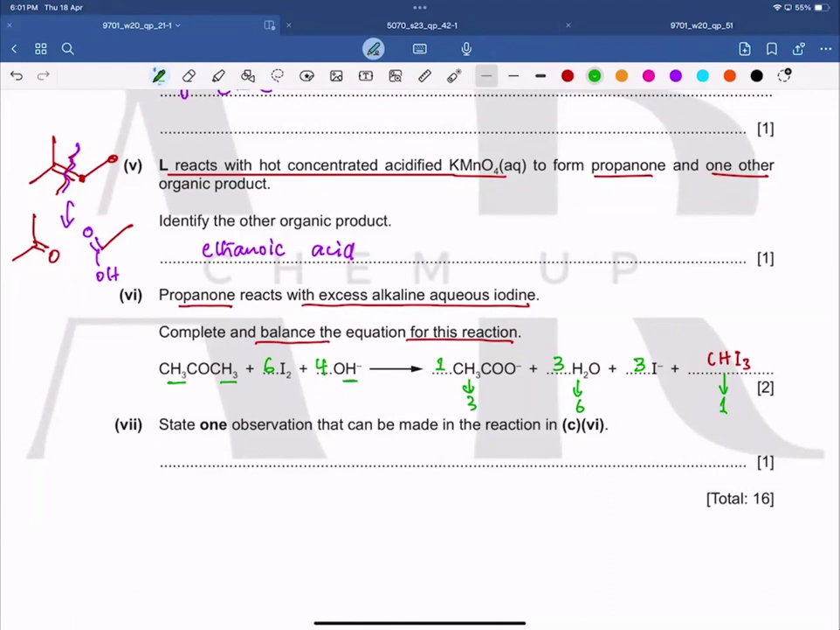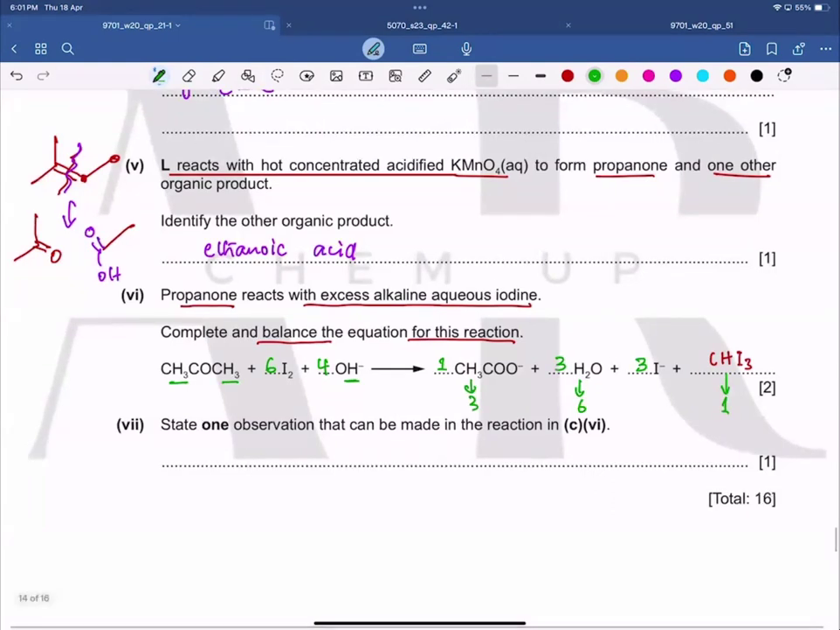Okay, the equation is done. State one observation that can be made in the reaction in C6. Yellow precipitate, that is the only observation.